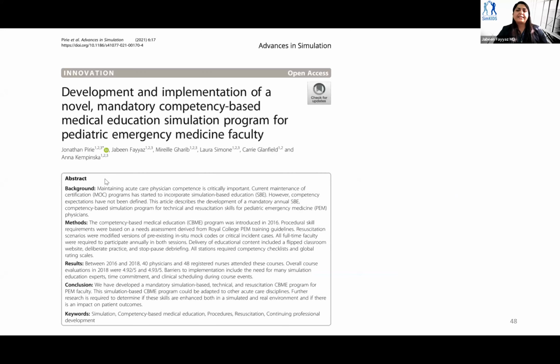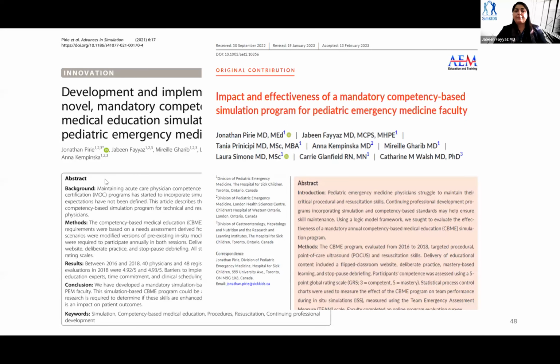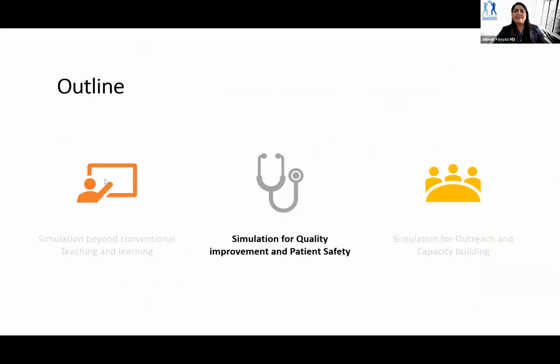This is again the same. And these are the 2 papers which I did during my simulation fellowship. Jonathan Parry was the first author. The first paper is about the development and implementation of this program. The second paper was about the impact and effectiveness of this mandatory competency-based simulation program. If anybody is interested, Dr. Uzair will tell me, and I will share all these resources, because I know it is very difficult to get hold of all the information which I'm just putting out right now. I'm giving you a glimpse of the possibilities and what you can think about when you think about simulation.